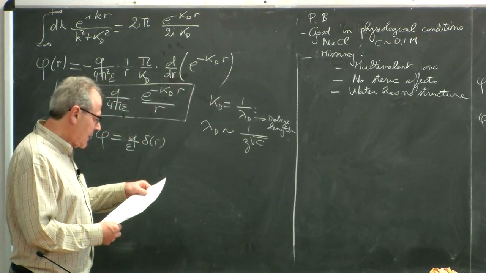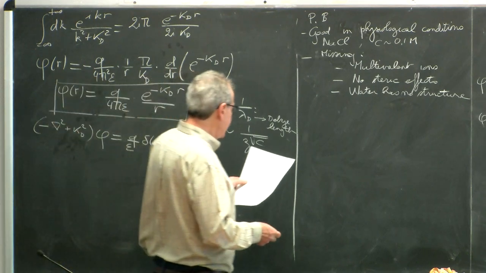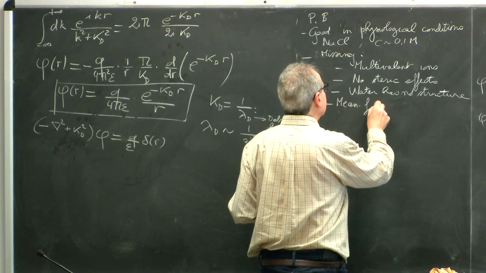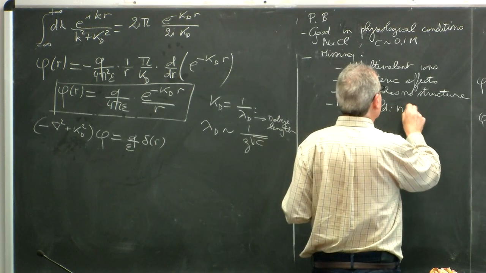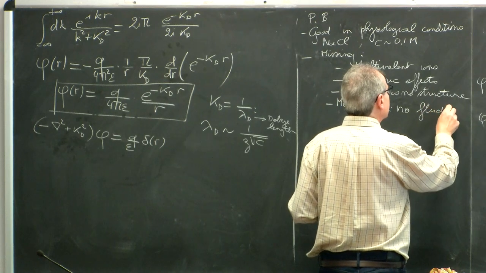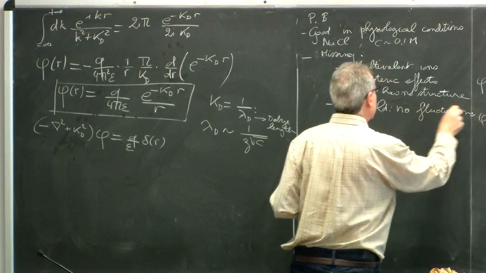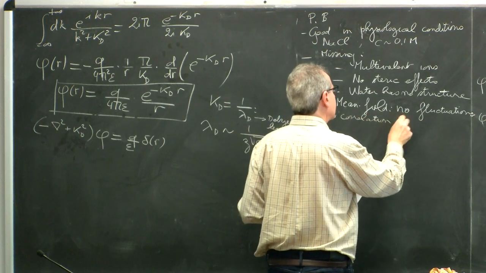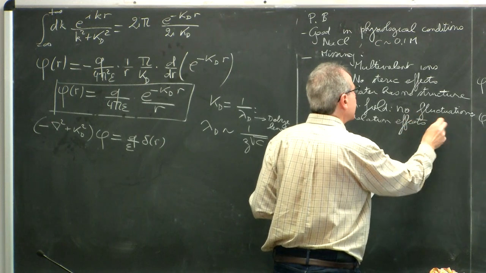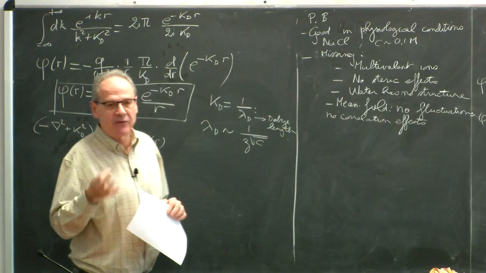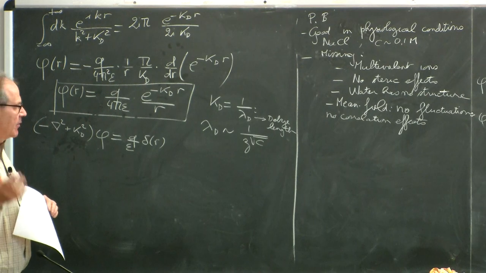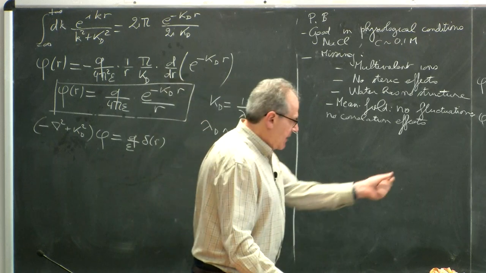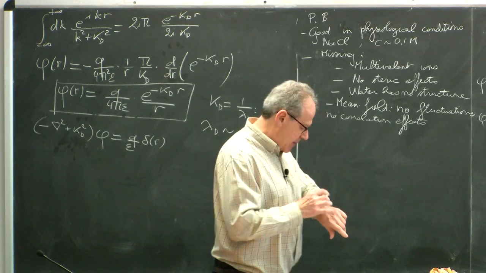Okay, and the last thing which is missing is that it's a mean field approximation. So no fluctuations and no correlation effects. And so it's missing in the case of strongly charged surfaces or things like that. It's missing quite a lot of phenomena.